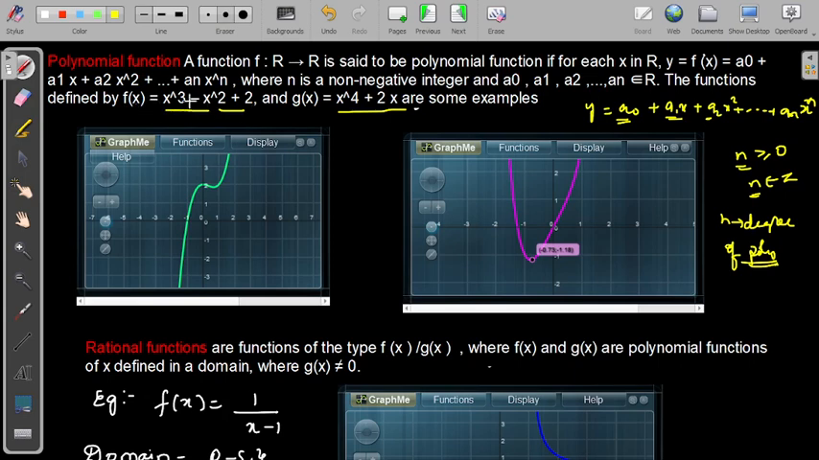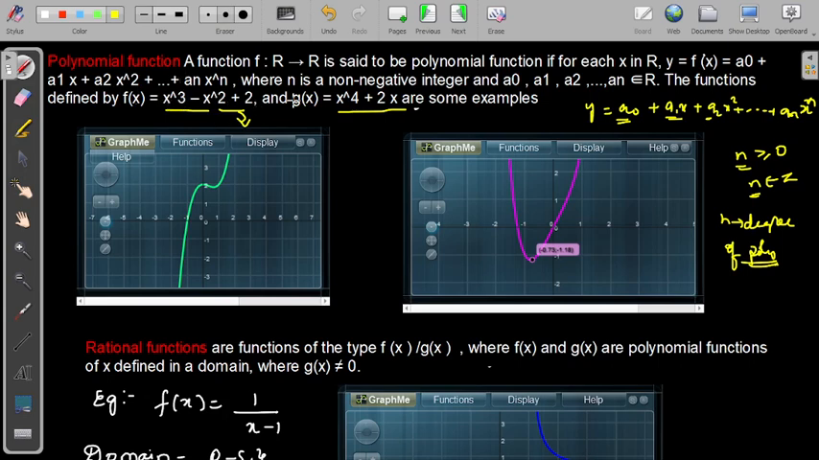Now for f of x, for any value of x as input, the output is of the form x cube minus x square plus 2. So f of 0 will be 0 minus 0 plus 2, so f of 0 equals 2. This is the graph of f of x equals x cube minus x square plus 2. When x is equal to 1, 1 minus 1 plus 2 gives the answer 2. When x equals 2, 2 cube minus 2 square plus 2, do the simplification and you will get the corresponding value of y.